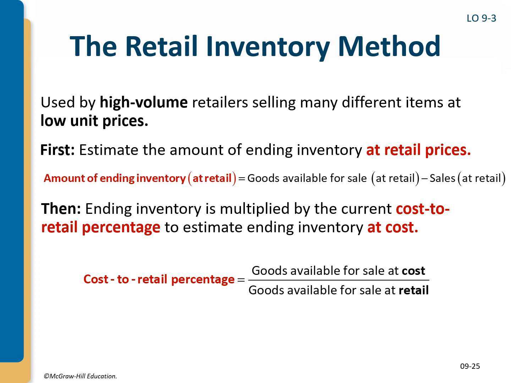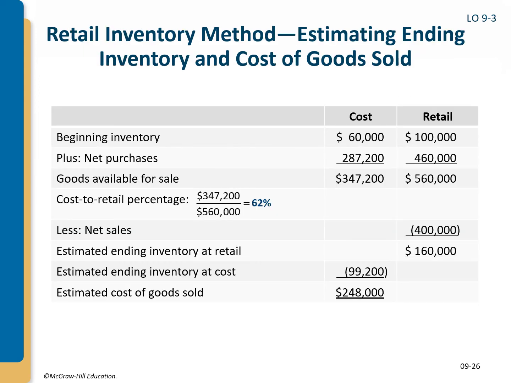So again, we're going to need to know certain information and track it. So here's a general calculation. We're going to expand on this. Notice there's two columns, one at cost and one at retail. So our beginning inventory, and we need to track these things. If you don't keep track of these things, you can't do this method.